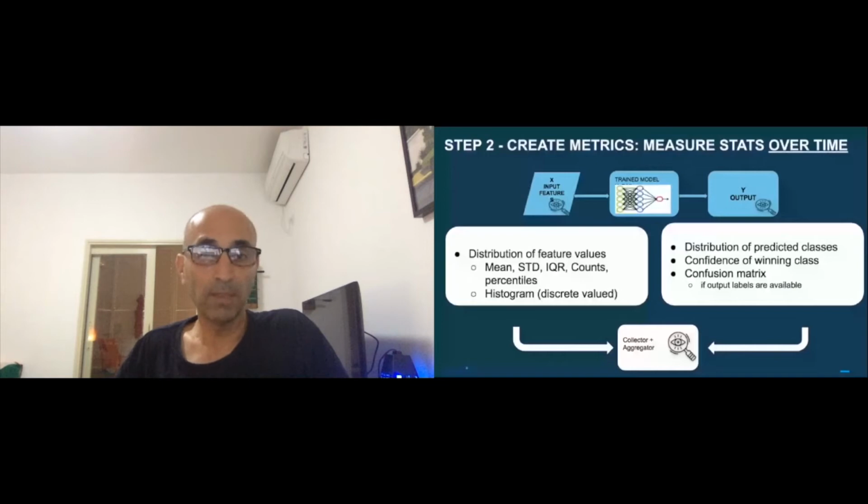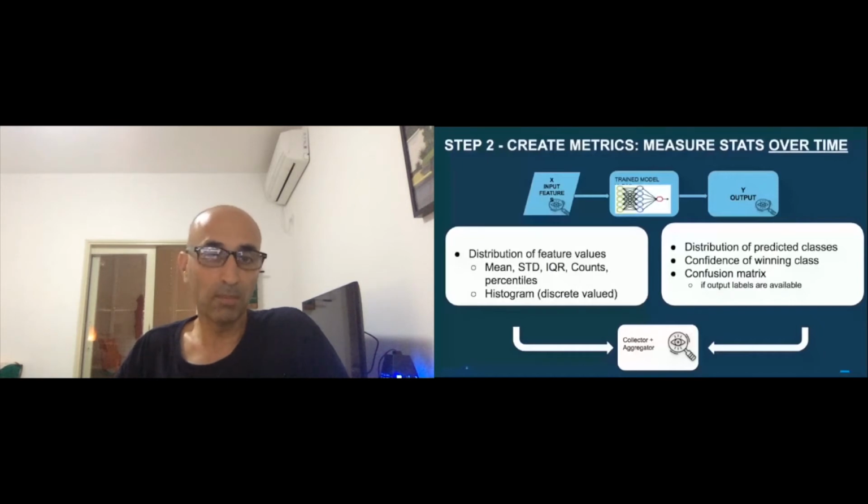If they are real valued features, you want to look at various statistics, and you could use the mean of the input features that came in, standard deviation, IQR, counts, percentiles, and you could think about a lot of different distributions. From there you can detect significant changes to the input feature distribution. In terms of the output, if it's a classifier, you want to at least first look at the distribution of the predicted classes.